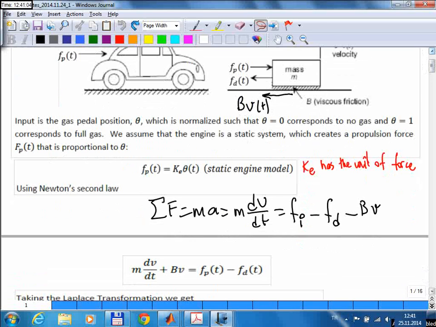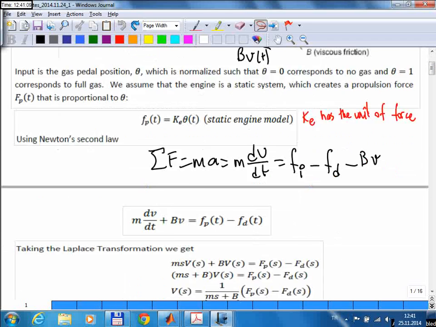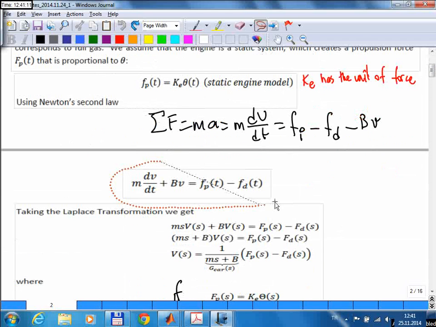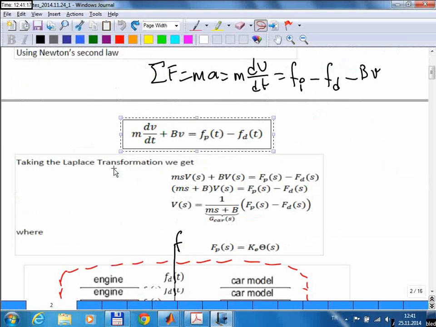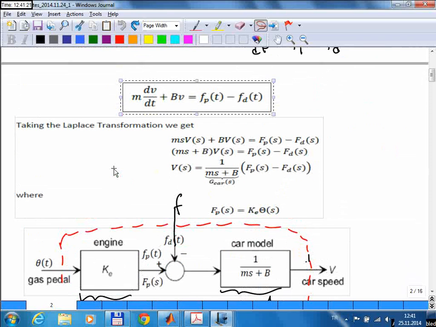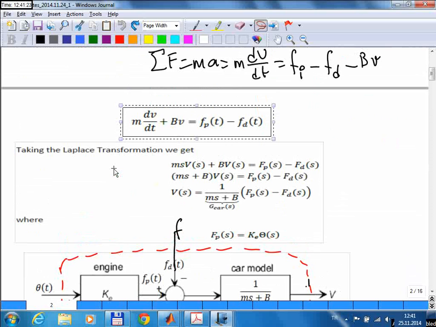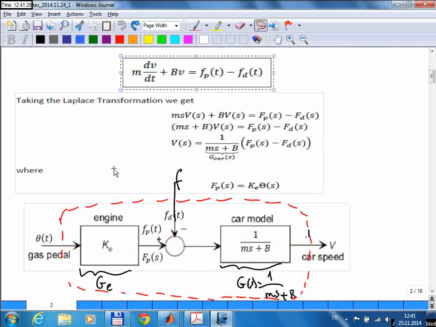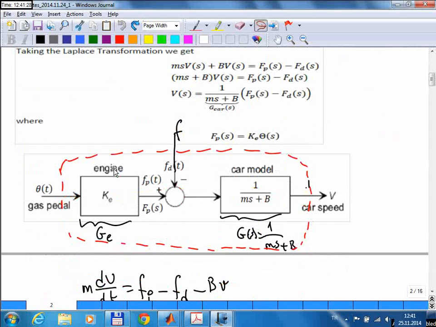Okay, so we started with a car, and the goal is to control the speed of the car. So we wrote a very simple equation for this car. Obviously this simplifies the problem a lot, but nevertheless it's very useful in the sense that it is a good enough model for the actual speed control of a car. Okay, so we started with this block diagram.